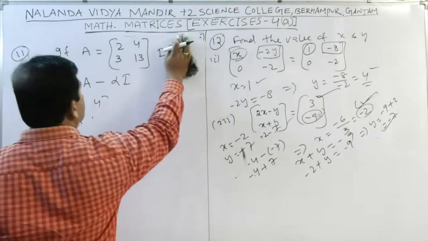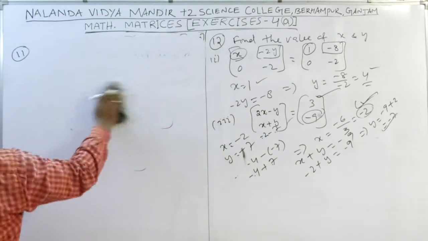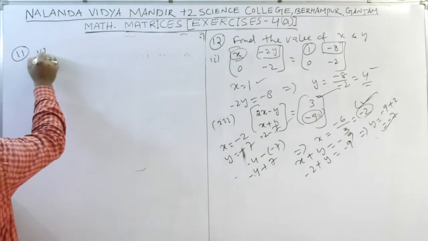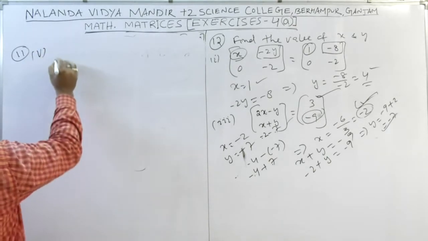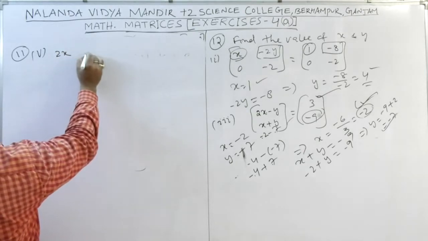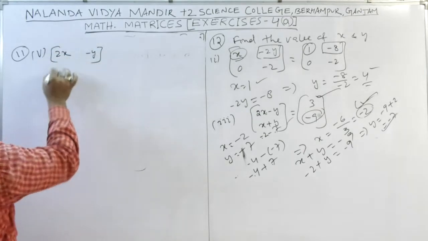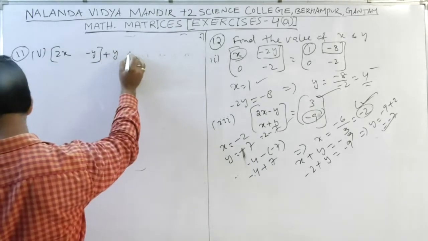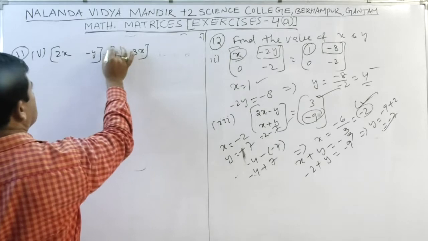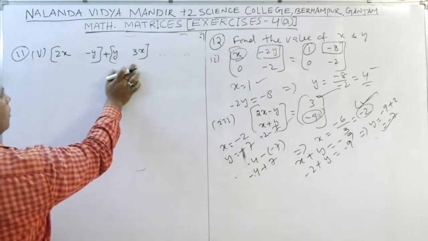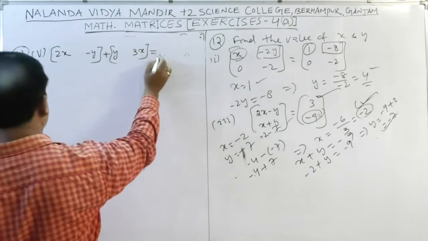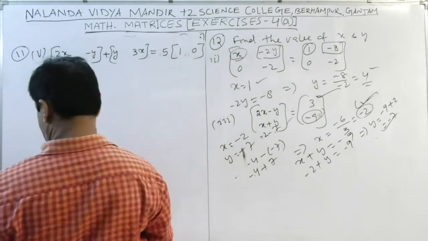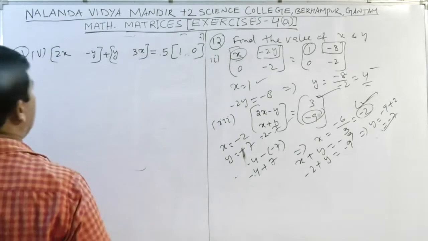Now, fifth bit of question number 11. 2x minus y, this is a matrix, plus y 3x, this is another matrix. This added with this matrix, we get 5 into 1, 0 matrix. Okay, find the value of x and y.